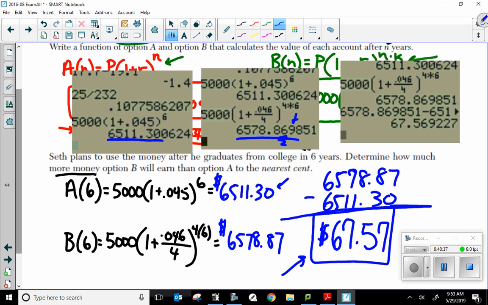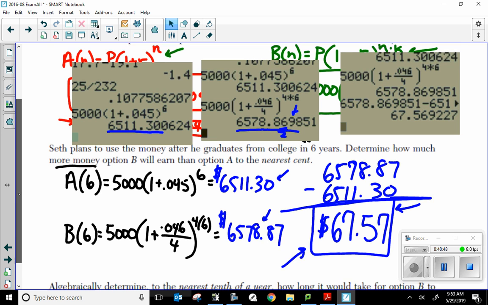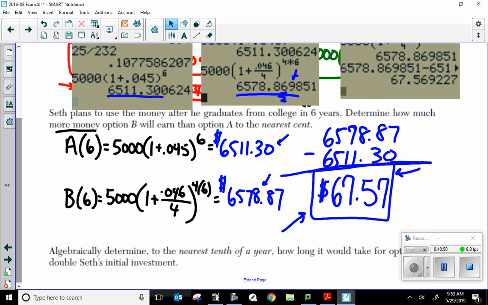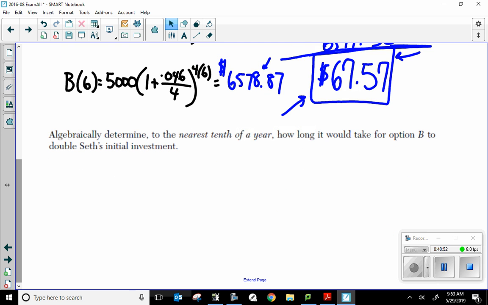These are not the answers. They want to know how much more money option B will give you. That's this right here. Okay? So far, this 6-point question is not difficult at all. Okay? This last part might give you a little squeegeesy. Anyways, algebraically determined to the nearest tenth of a year.